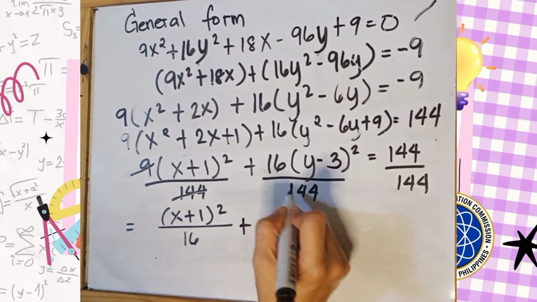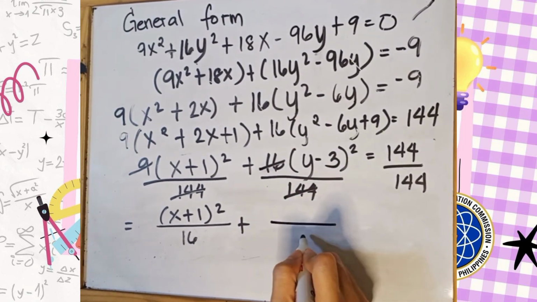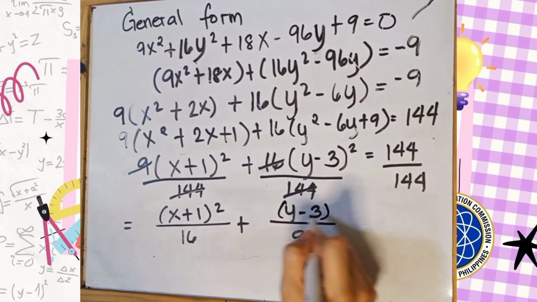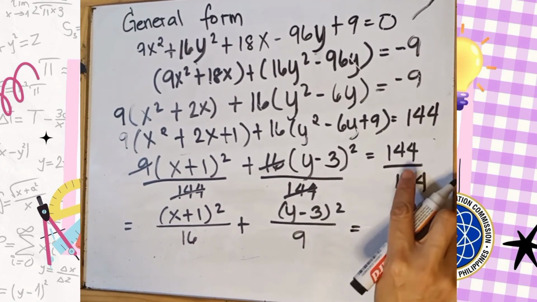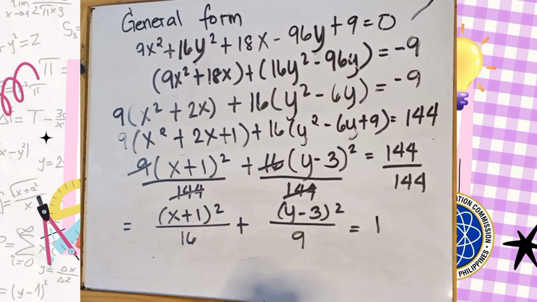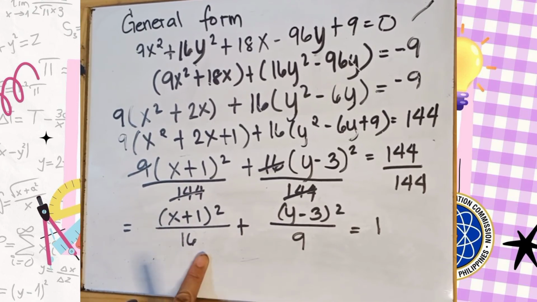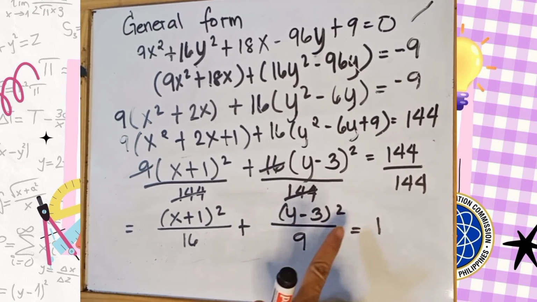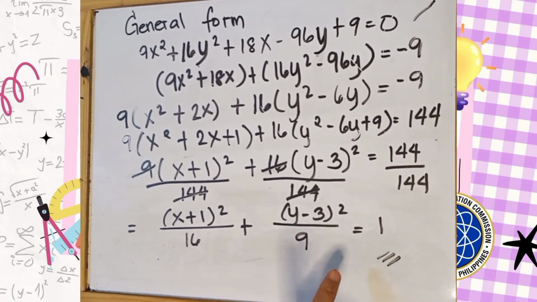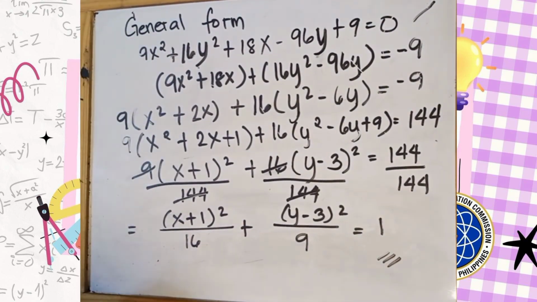Plus 144 divided by 16. So, this is equals to 9. And then, our numerator is y minus 3 squared. And then, we have 144 divided by 144, that is equals to 1. So, our final answer now is x plus 1 squared over 16 plus y minus 3 squared over 9 is equal to 1. So, this is now the equivalent of a standard form ng ating given equation in general form.